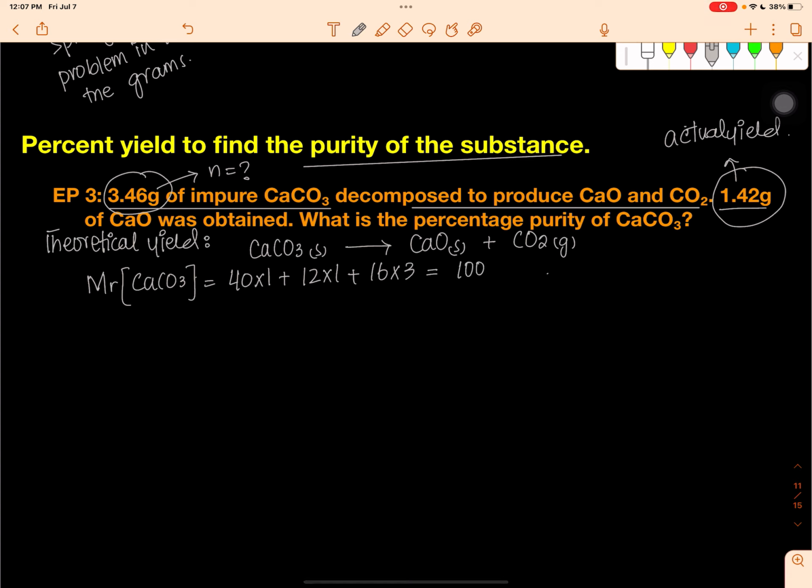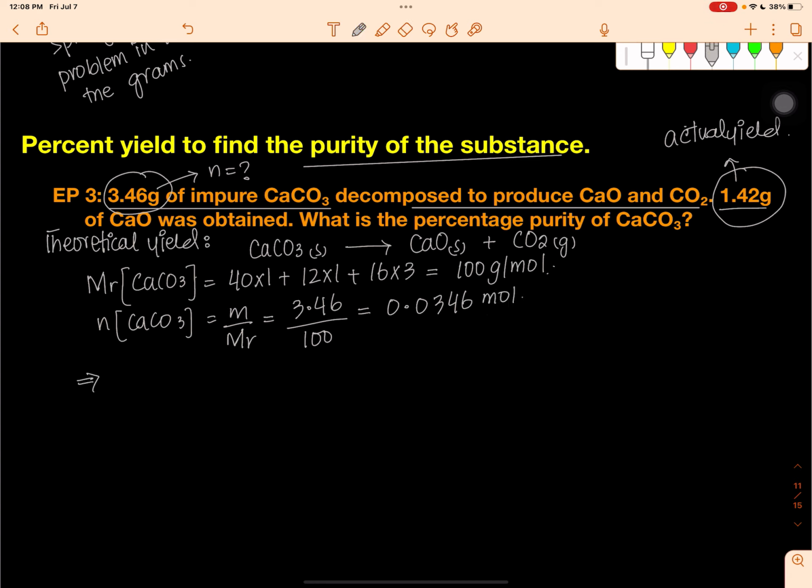This is 100 grams per mole. So the number of moles of calcium carbonate, again we are going to use the formula, mass over Mr. This is equal to 3.46 over Mr, which is 100. What do we get? This is 0.0346 moles.